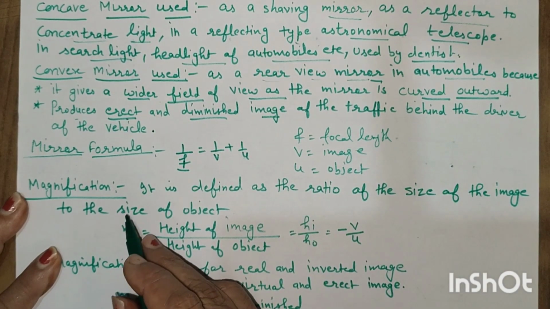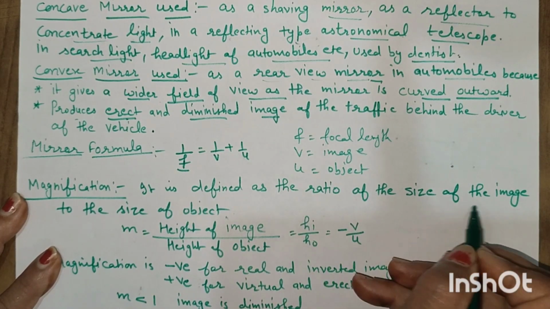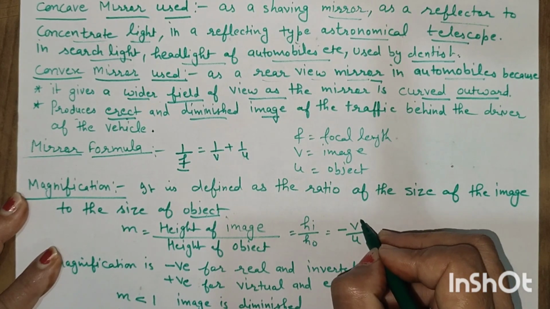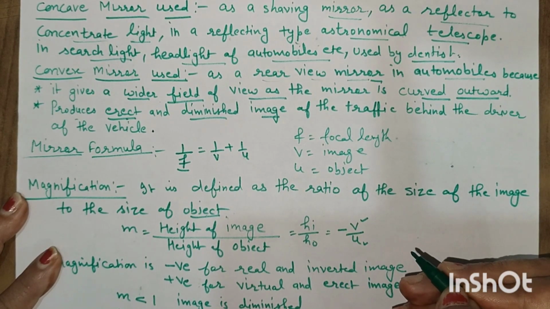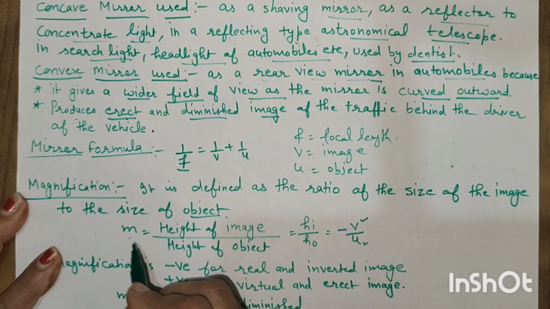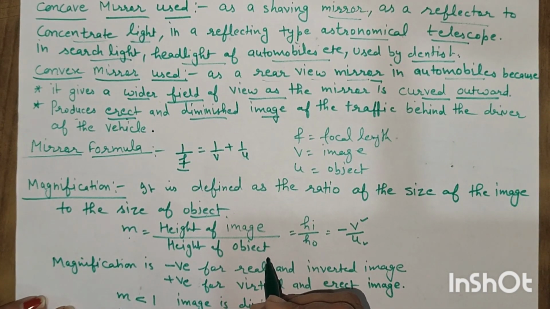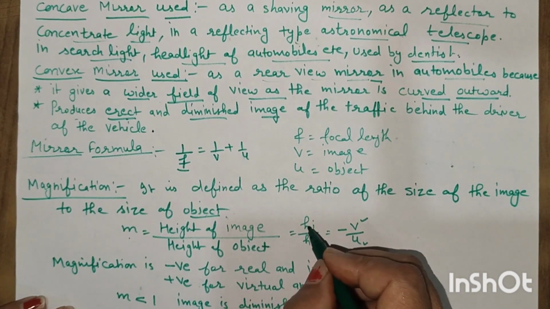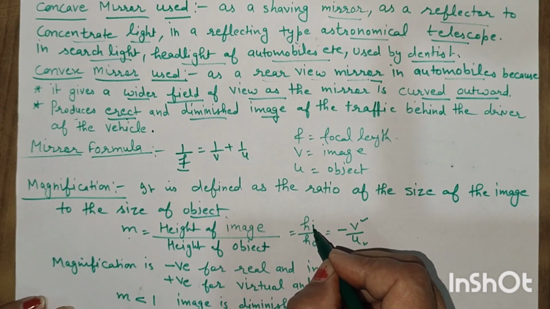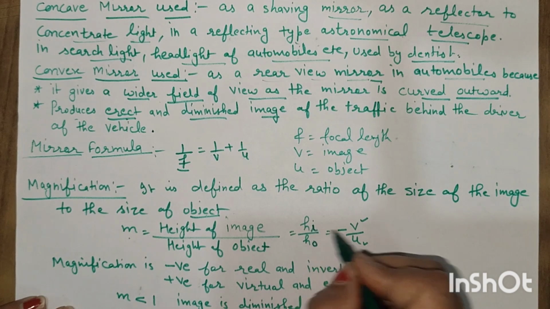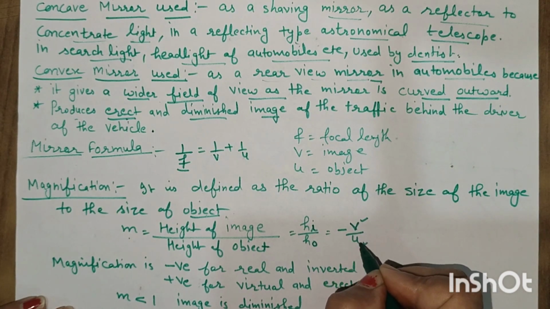Now magnification. Magnification is defined as the ratio of the size of the image to the size of the object. M is equal to magnification is equal to height of the image by height of the object, that is h_i by h_o. That is, magnification is equal to minus v by u.